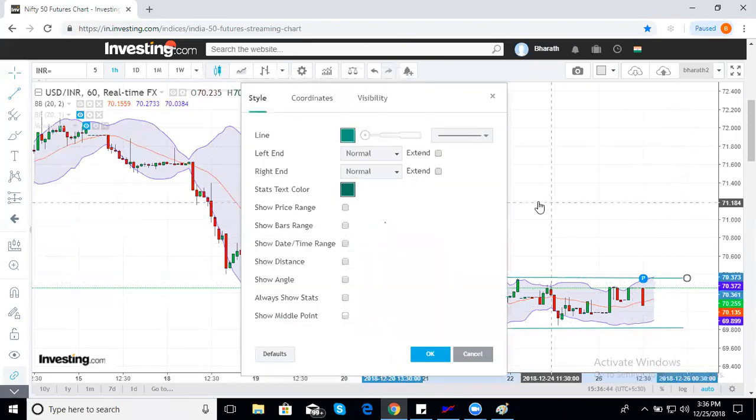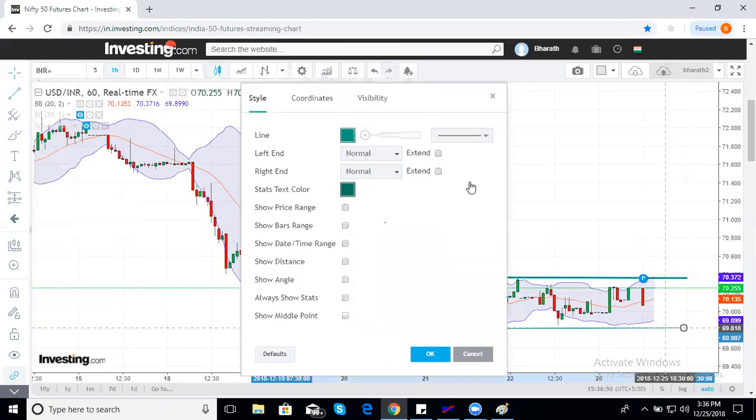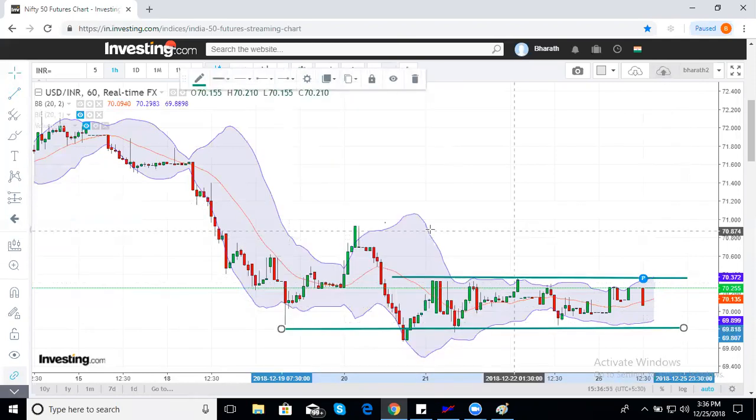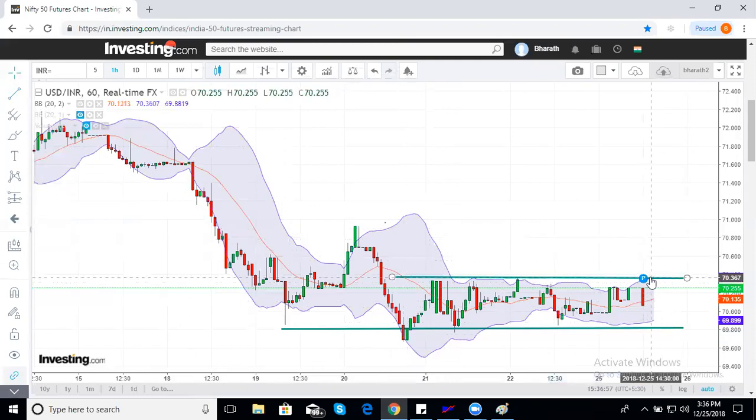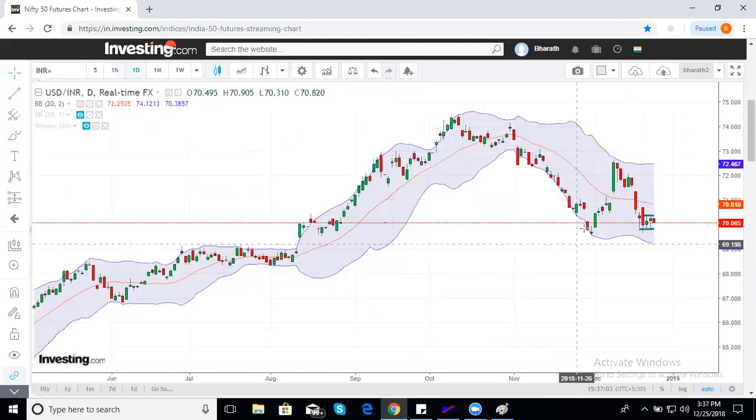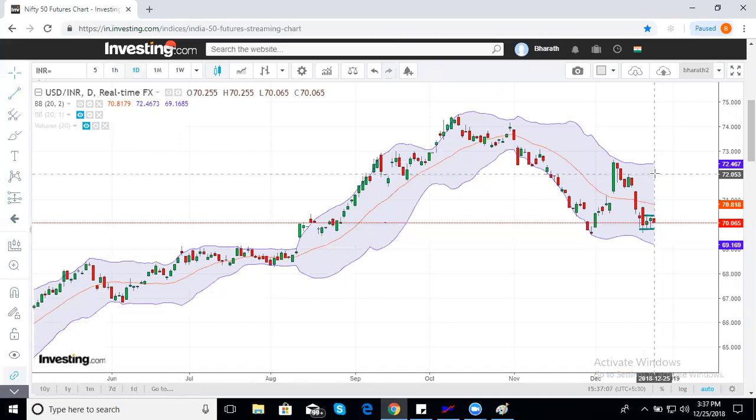Upper side it is unable to cross 70.4 and downside it is unable to cross below 69.8. If tomorrow it breaks above 70.4, then for me on the daily chart, outside inside confirms, and I can expect 72 to be back, right? So first target would be for me 70.8 and next target would be somewhere around 72.